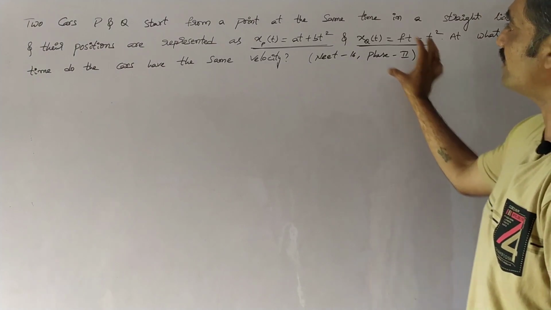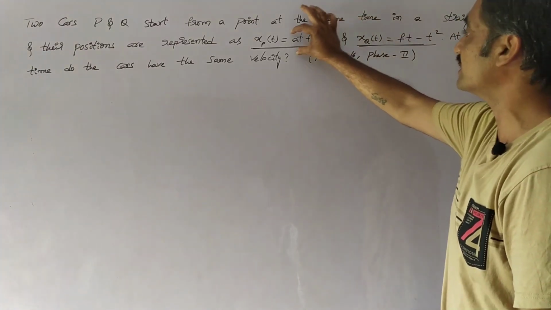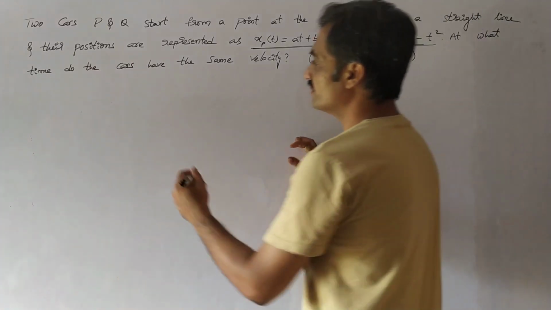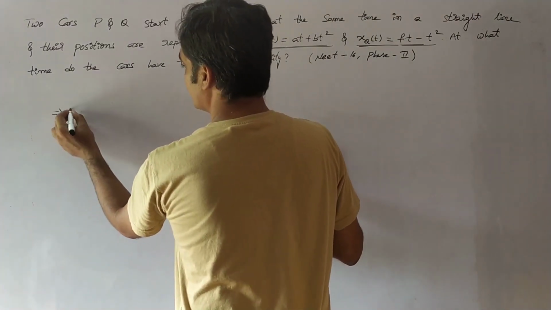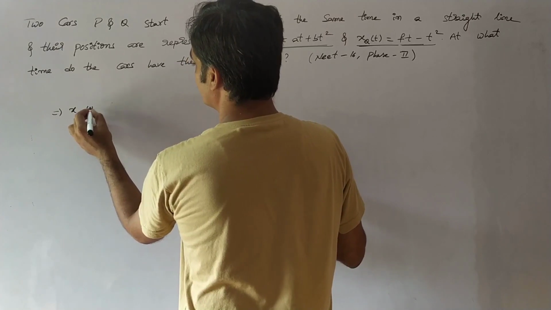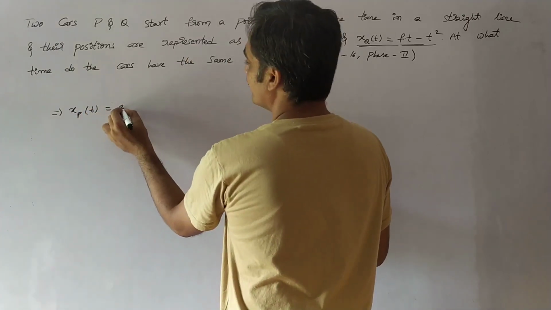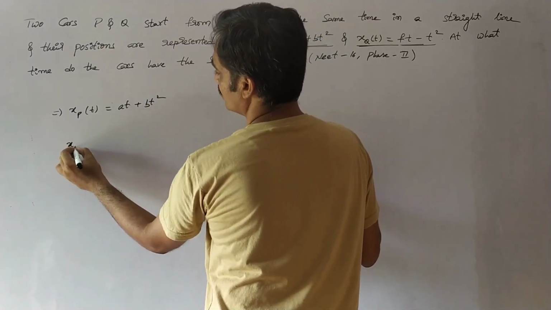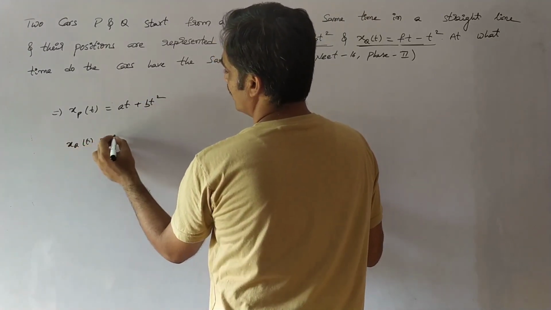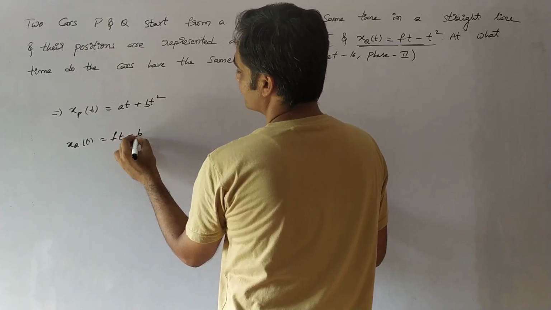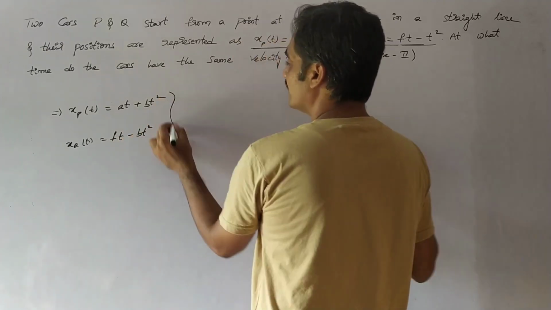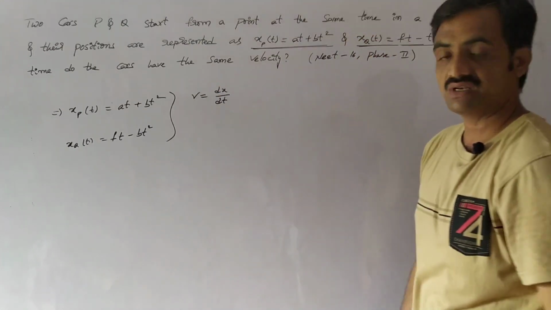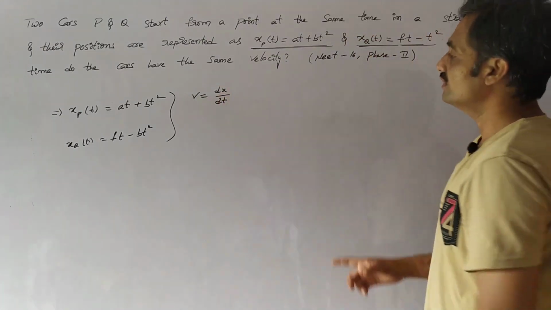In order to find this, first of all, let us find the velocity of car P as well as car Q. Observe that the position is given as x suffix p of t equals at plus bt square, and x q of t equals ft minus t square. We know that velocity is nothing but the rate of change of position.